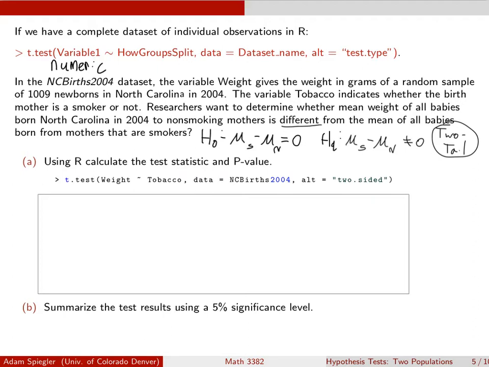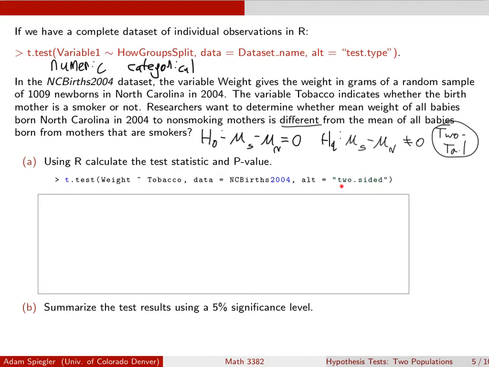And then next is how we're splitting up the categories. So this is going to be a categorical variable, which for us is tobacco. This variable in the data set has either yeses or nos. And weight is measuring the weight of the newborn in grams. And then we need to tell R what data set we are referring to, where these variables live, and this was in the data set North Carolina births 2004.